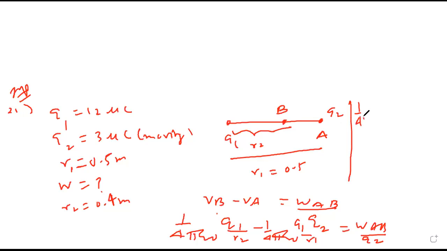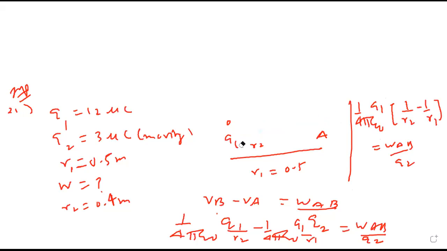1 upon 4 pi epsilon naught, Q1 common, inside 1 upon R2 minus 1 upon R1 equals work done upon Q2. Now I am putting the values. This diagram can I remove? Yes, sir. Okay.